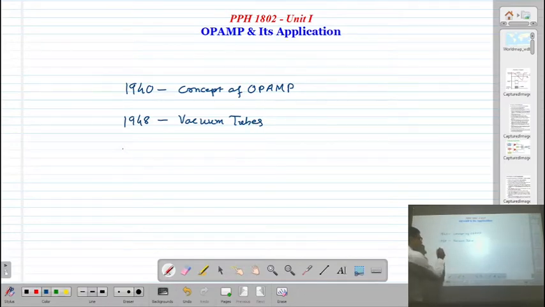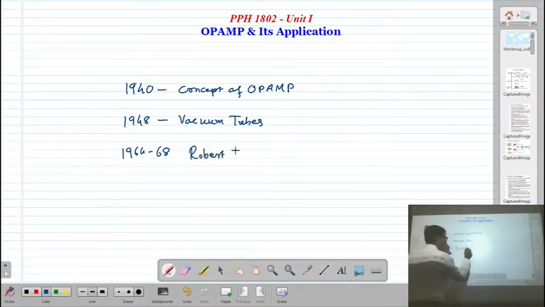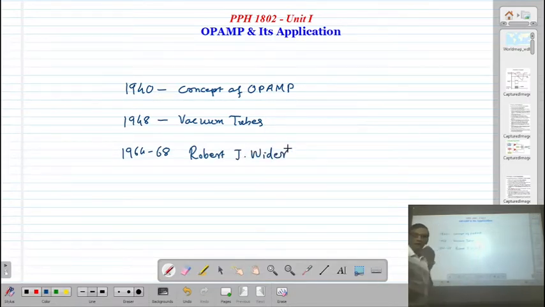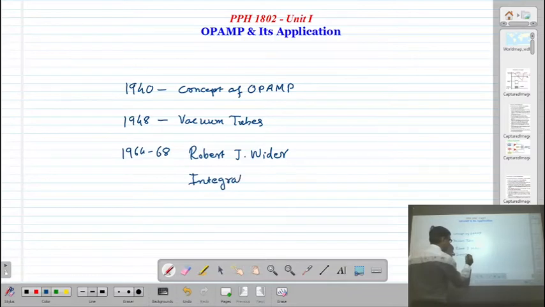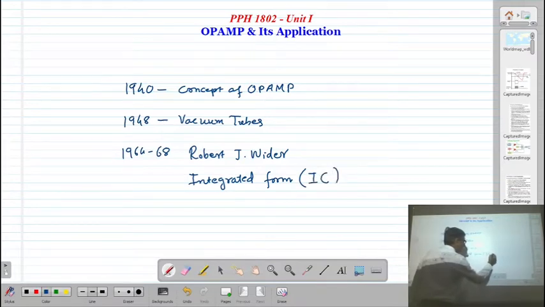Then between 1964 and 68, the first op-amp was developed by Robert J. Weidler in an integrated form. Remember, this op-amp was developed in an integrated form. You can say it is in the form of an IC.